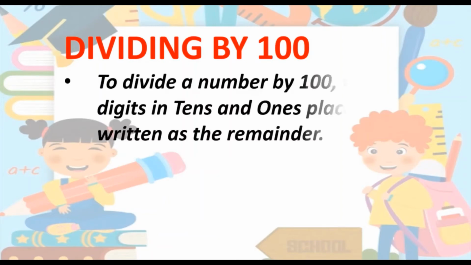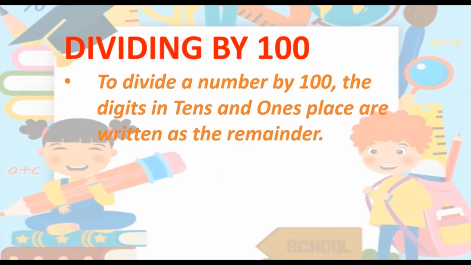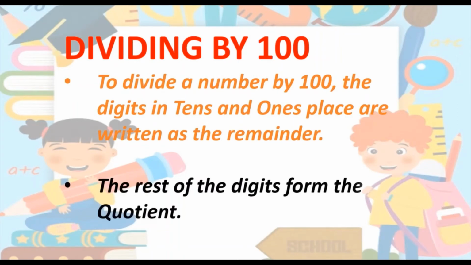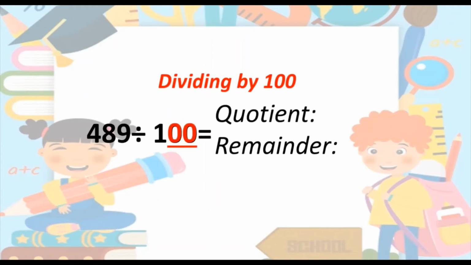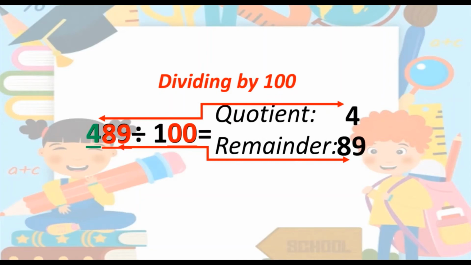So now we learn to divide by 100. To divide a number by 100, the digits in tens and ones place are written as the remainder and the rest of the digits form the quotient. Let's see through the example. 489 divided by 100. So here the digits in the ones and the tens place are 89. This becomes the remainder and the remaining digit is 4, which becomes the quotient.